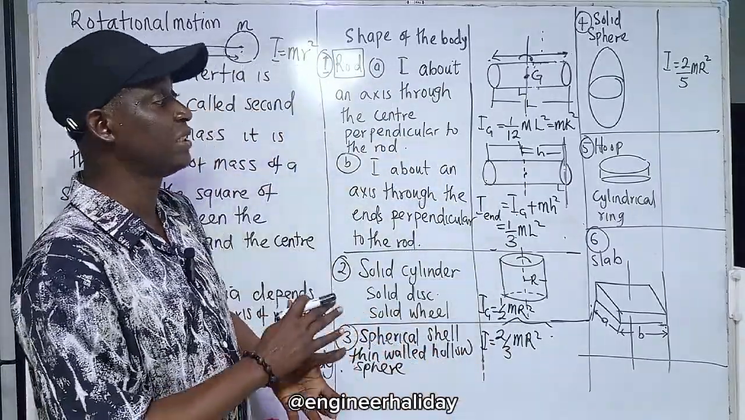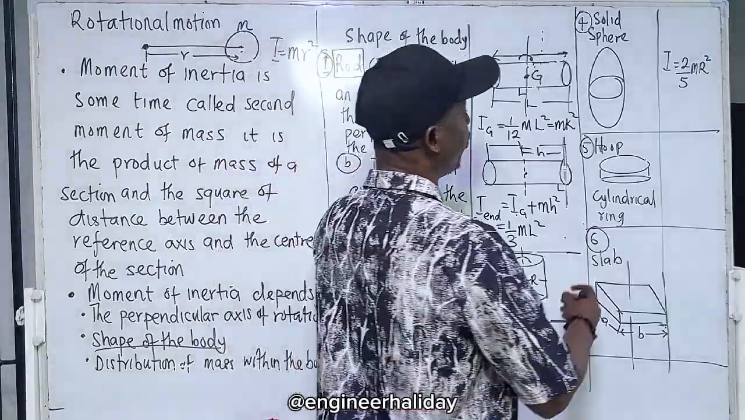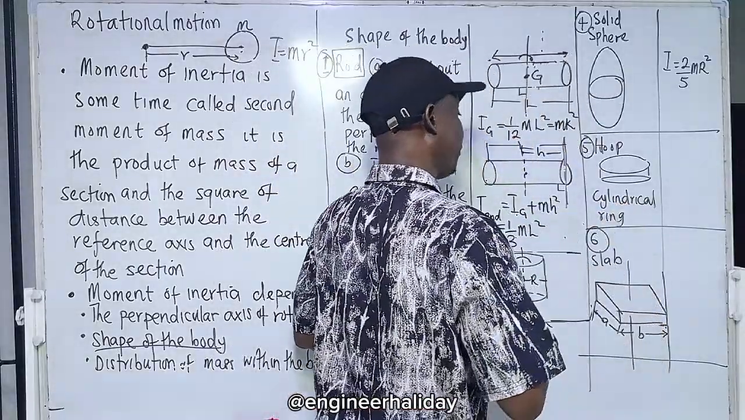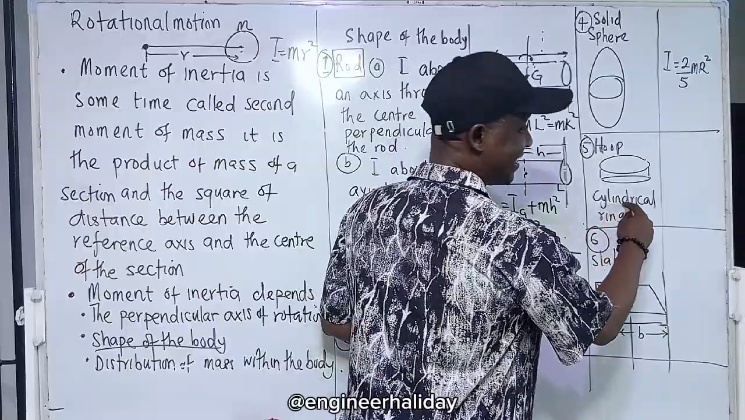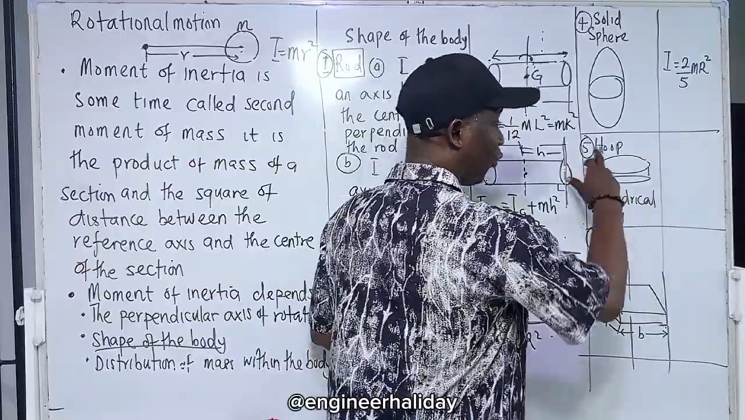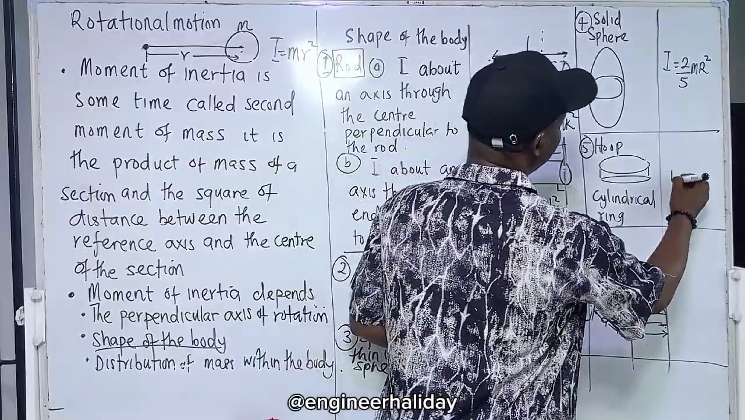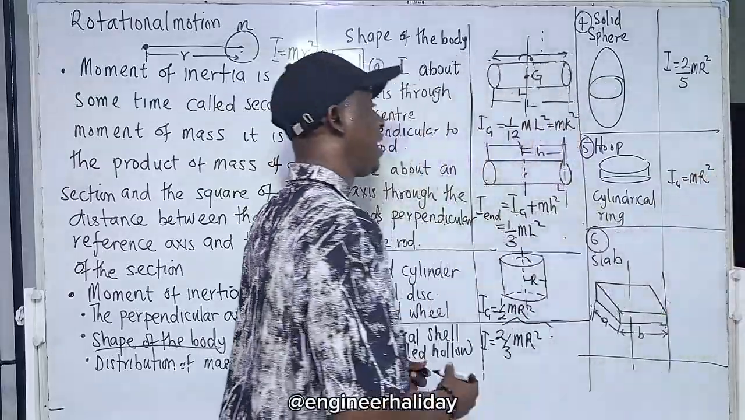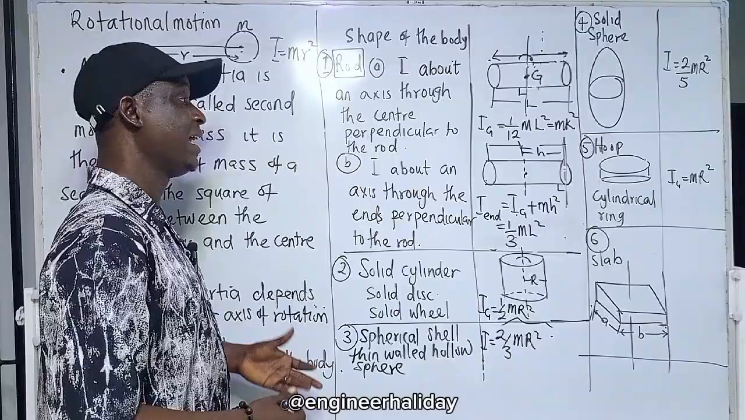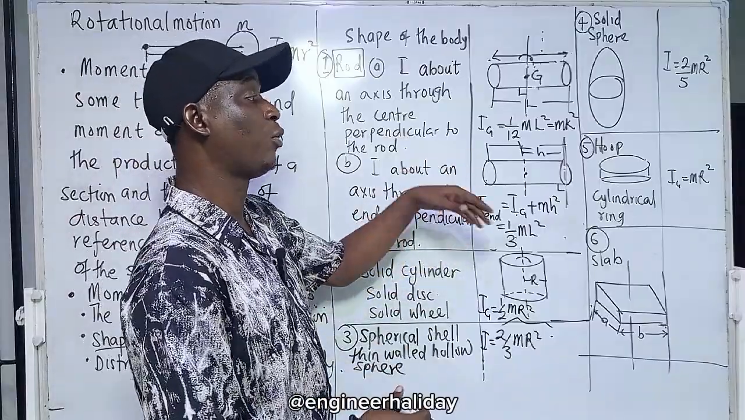For moment of inertia, you must memorize all these formulas. For a hoop, or a thin ring, or a cylindrical ring, about the center it is mr². You understand me? mr². Maybe later on I will tell you different.